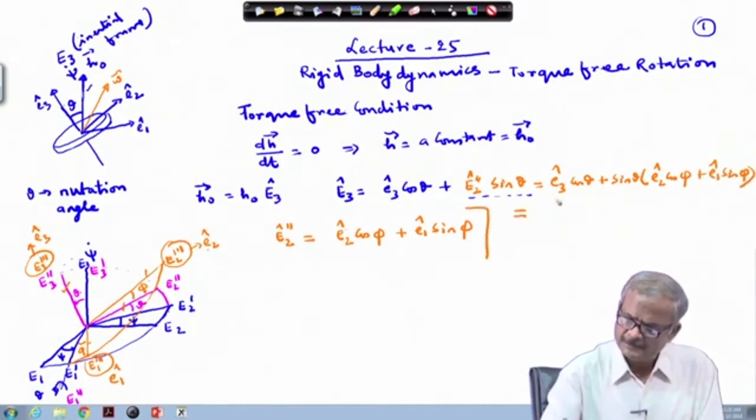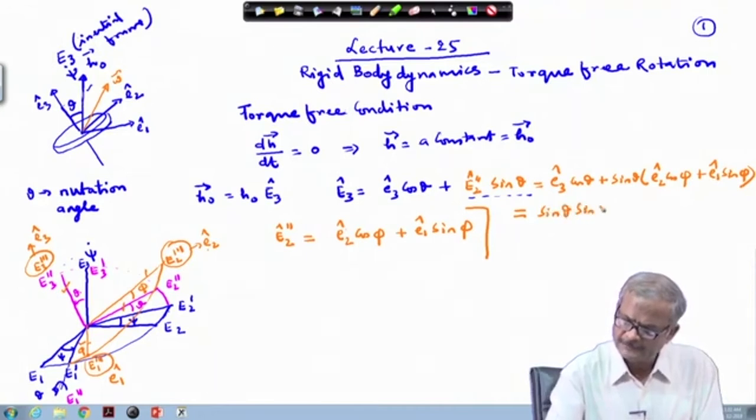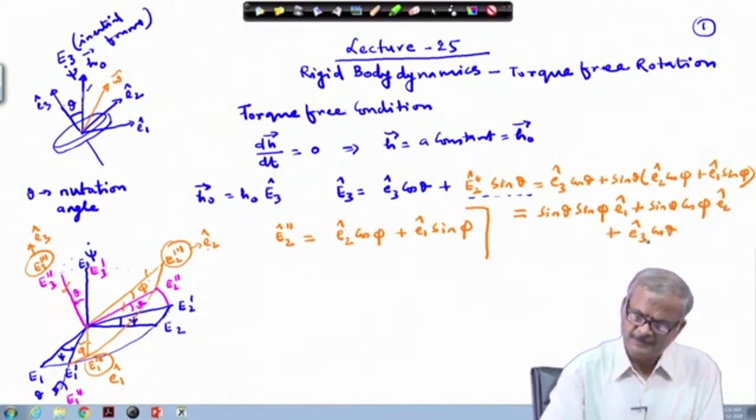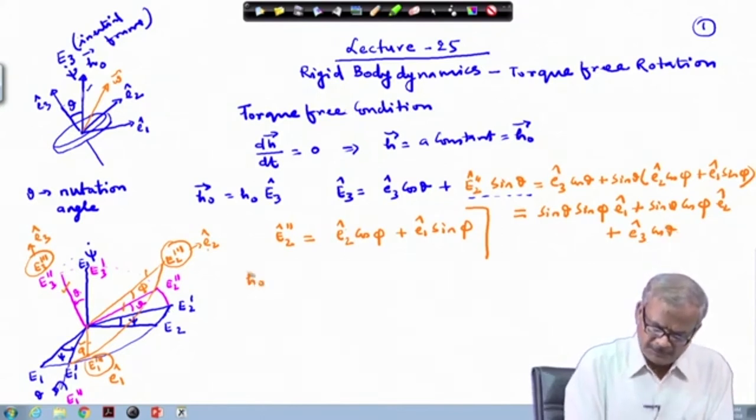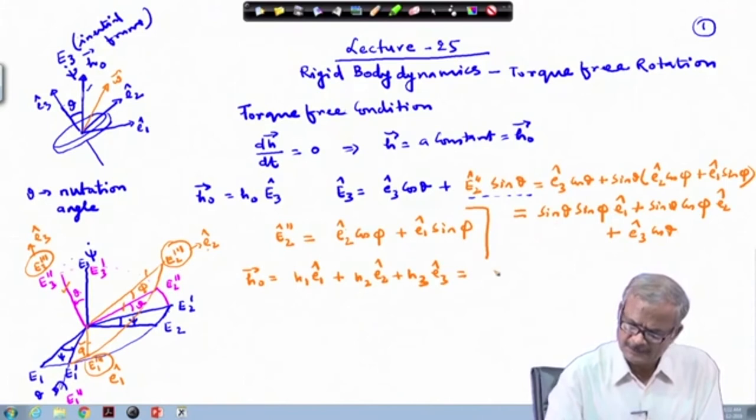Expand it. So, E1 we will put in the front: sin theta times sin phi E1 cap, plus sin theta times cos phi E2 cap, plus E3 cap cos theta. And therefore, if you write H0 as H1 times E1 cap, because this is a symmetrical case, H2 times E2 cap and H3 times E3 cap.